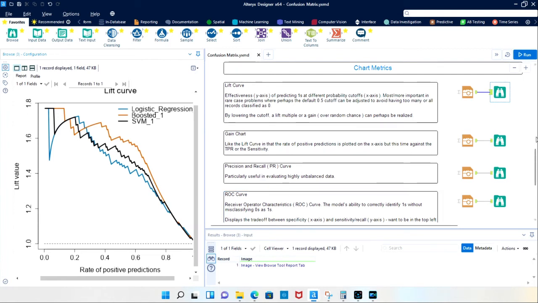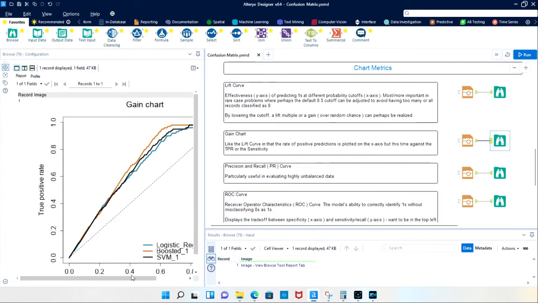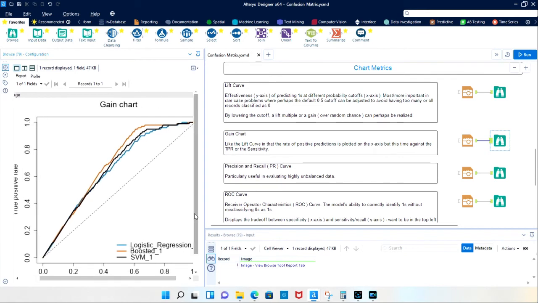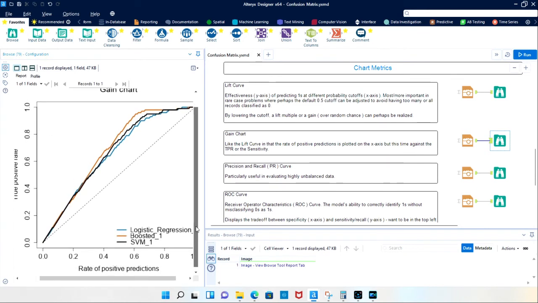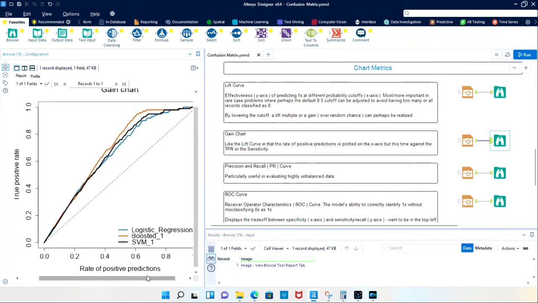And then something similar, kind of complementing this particular chart, is the gain chart. It shows something quite similar, and we're also plotting the rate of positive predictions on the x-axis, but this time we're plotting TPR, true positive rate or sensitivity, on the y-axis. Now we're seeing something similar. 0.5 on the lift chart was quite a nice gain, and here at 0.5 we're showing clearly well over 0.8 accuracy.